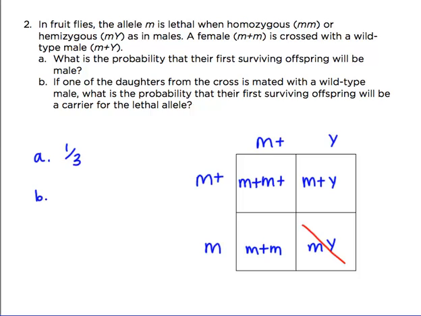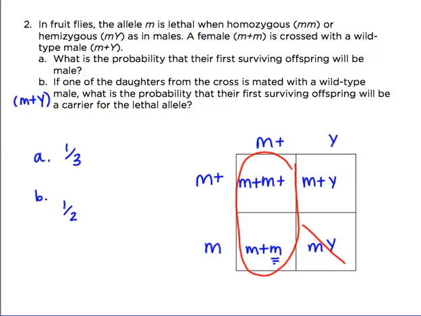Now for B, it says, if one of the daughters from the cross is mated with a wild-type male, and remember that wild-type males are M plus Y, what is the probability that their first surviving offspring will be a carrier for the lethal allele? So it's saying, from this cross, if you take one of the daughters, and the daughters are here, and you mate them with a wild-type male, and you're asking if they'll be a carrier for this lethal allele. So in order to pass on the lethal allele, the parent must have it. So the probability of one of these daughters having the lethal allele, which is here, is 1/2.